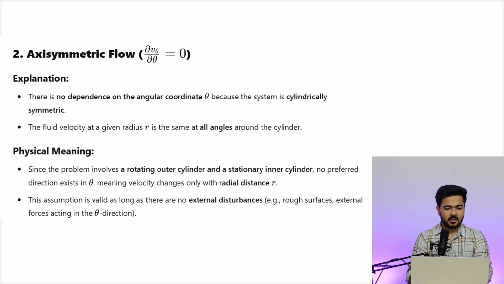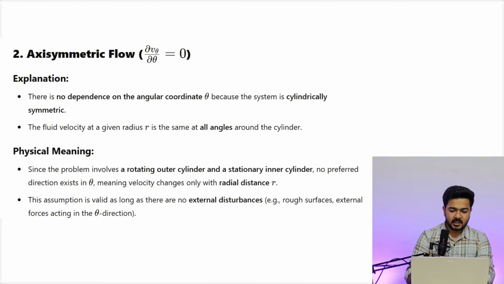Cylindrically symmetric. The fluid velocity at a given radius r is the same at all angles around the cylinder. Physical meaning: since the problem involves a rotating outer cylinder and a stationary inner cylinder, no preferred direction exists in theta, meaning velocity changes only in the r direction. So we know that the velocity is only changing in the r direction and it's not changing in the theta direction.